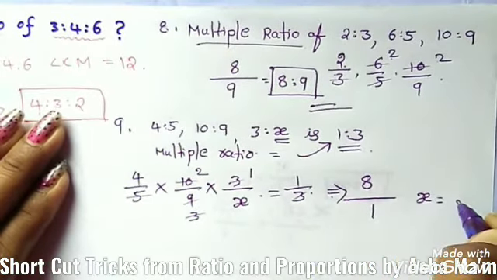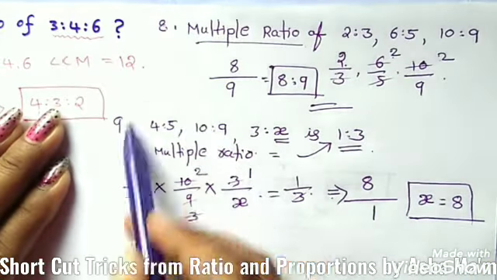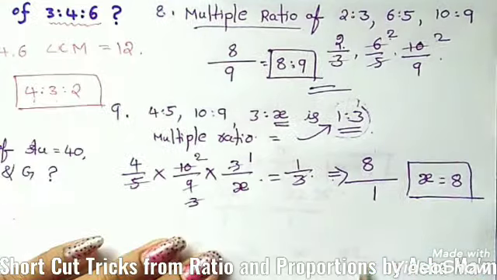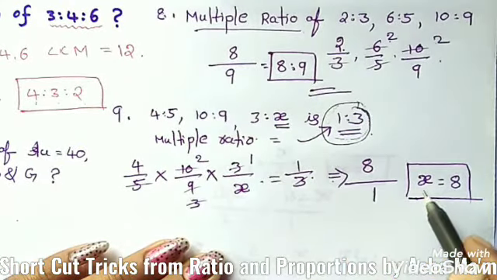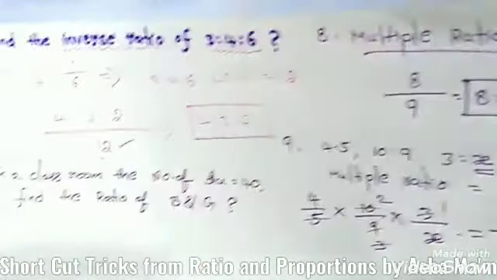Now x is equal to 8. Simple. In this multiple ratio, they have given the value also. They have given already 1:3. So from this data, we found that answer x is equal to 8. Right. Let us see question number 10 here.